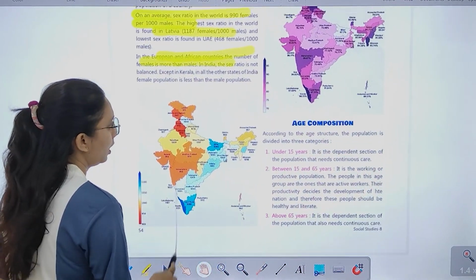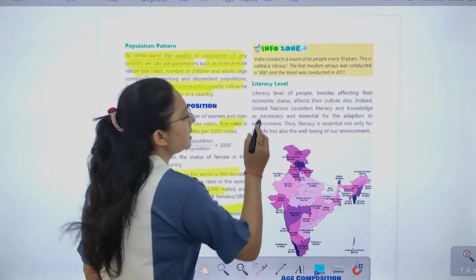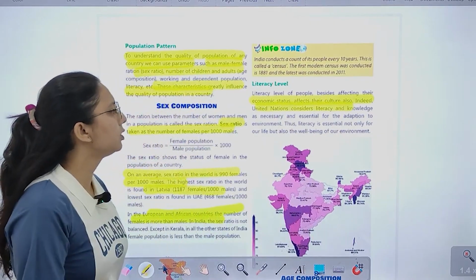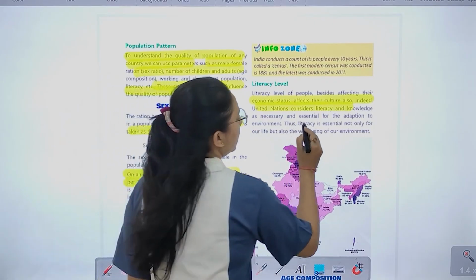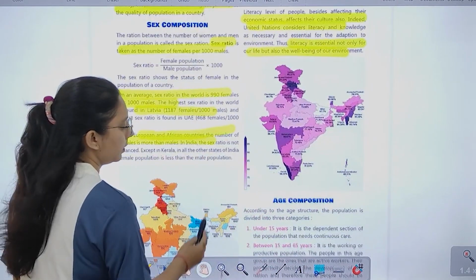Literacy level की बात करते हैं, besides affecting economic status, ये culture को भी affect करता है. Indian United Nations considered literacy and the knowledge as necessary and essential. It is essential not only for the life but also for well-being of our environment.